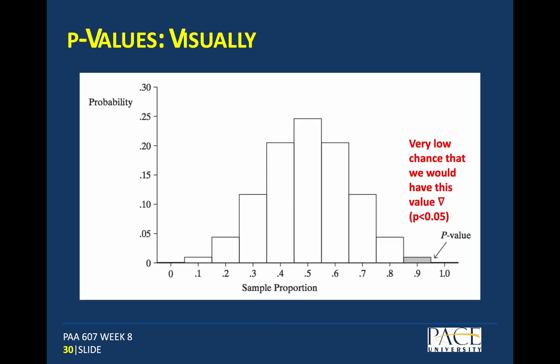So again, we can look at this visually. Those values all the way over to the right on your graph that's normally distributed, or all the way over to the left, are the values that have what are called low p-values. So you see here the shaded value all the way over to the right-hand side of the graph, that would have a very low p-value because there's a very low probability that you'd be in that area by chance.